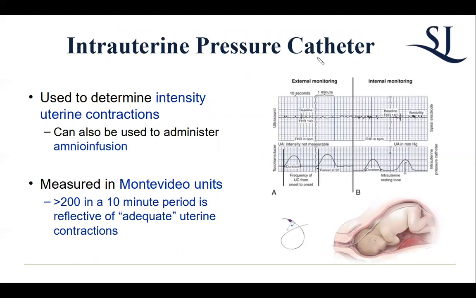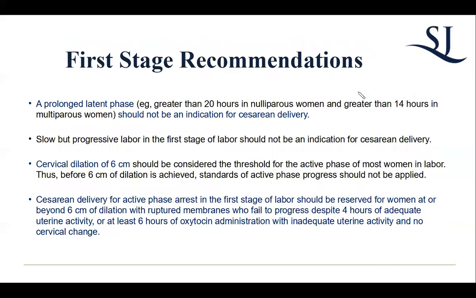We mentioned an IUPC a little bit, but this is what they look like. It passes over the baby like this. You just feed it through. We mentioned this before, but you could also use it to administer amnioinfusions. Greater than 200 Montevideo units is important, but we kind of beat this to death. This is just a slide to remind yourself of that.